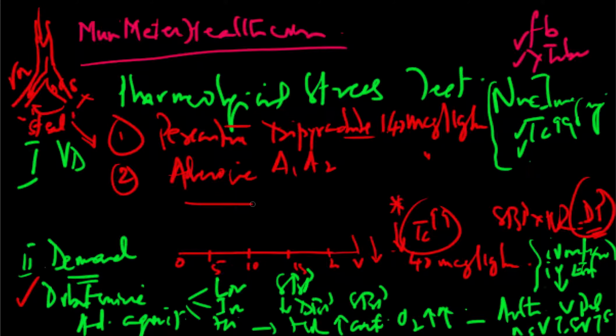Here the person is laying on the table. At 0 minutes the infusion starts. Then remember, the infusion completes at 4 minutes. Persantine, remember, continues until 7 minutes, when at the 7th minute you actually give your technetium 99. So technetium 99 is injected at the 7th minute for persantine.